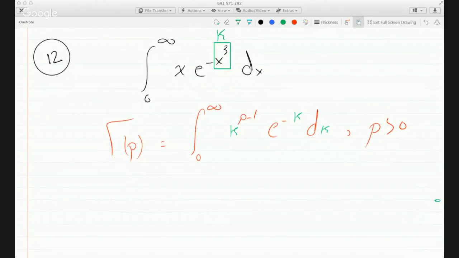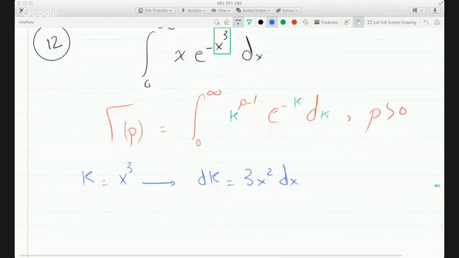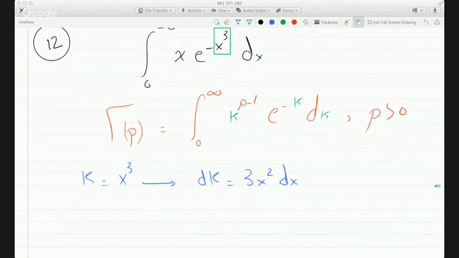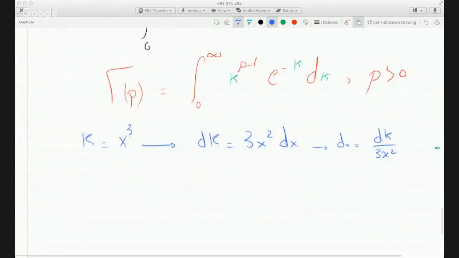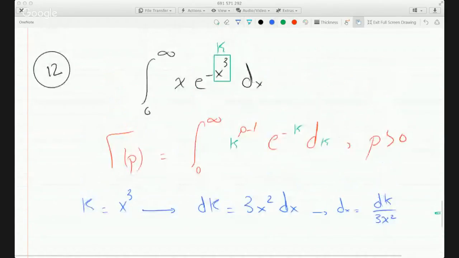Okay, so that means k is equal to x cubed, which makes dk equal 3x squared dx if you differentiate both sides, which means dx would equal dk over 3x squared. Okay, so now substitute into the integral.